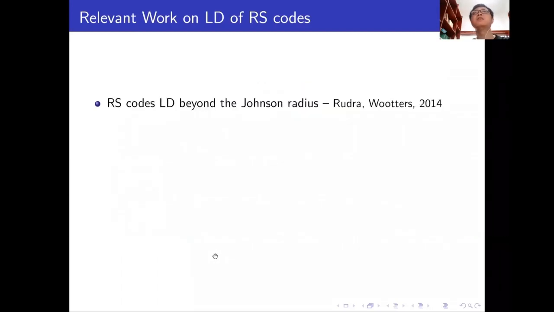On the other hand, a recent breakthrough of Rudra and Wootters in 2014 showed that there in fact exist some RS codes that can be list decoded beyond the Johnson radius. This is a very surprising result and applied tools from high-dimensional probability theory. However, there are 3 shortcomings of the result. First of all, the rate for which their construction can beat the Johnson radius goes to 0 as the field size q increases. So basically, they beat the Johnson bound for a low rate.